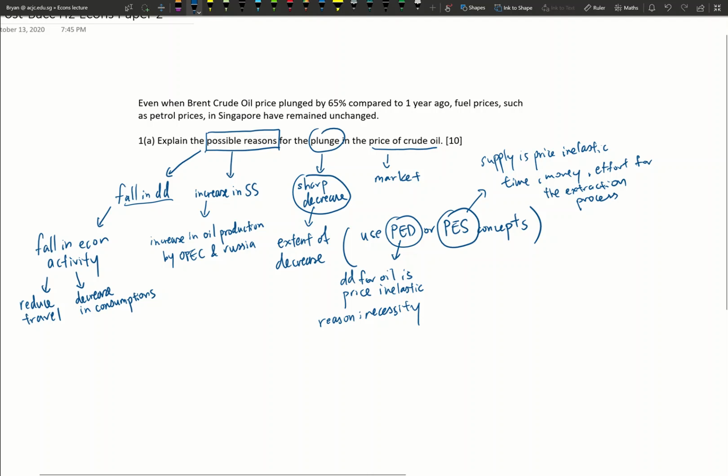So the key thing to remember is that for demand and supply questions where you have to talk about changes in the market, try your best to look for demand factors, supply factors, followed by different elasticity concepts, the ones which are most related to explain the extent of the change in the price or quantity.